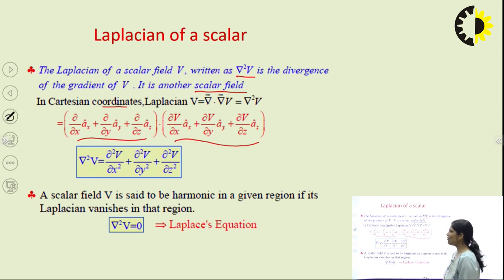This is in the form of Cartesian coordinates, or you can say del square V is equal to del square V upon del x square plus del square V upon del y square plus del square V upon del z square. So, a scalar field is said to be harmonic in a given region if its Laplacian vanishes in that region. Means del square V is equal to 0. This is the Laplace equation.